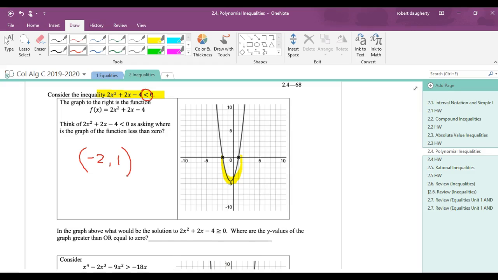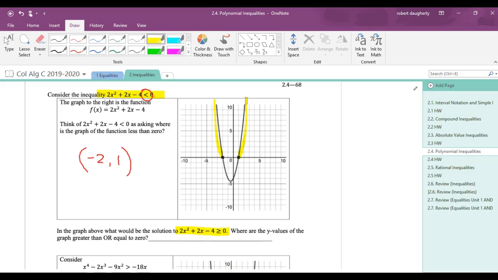Now, what if instead of that question, you have been asked this one, where is it greater than or equal to 0? So in this one, where are the sections of the graph that are greater than or equal to 0? Where is it? The parts that are greater than or equal to 0 means above the x-axis. So how many pieces are there that do that? It's this and this, okay? Where is this function greater than or equal to 0? Where is it above the x-axis?